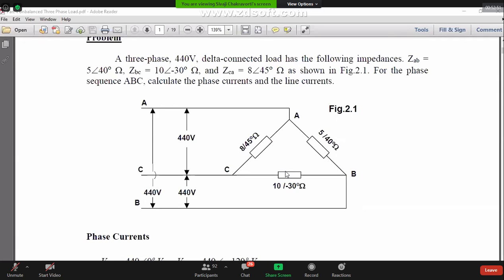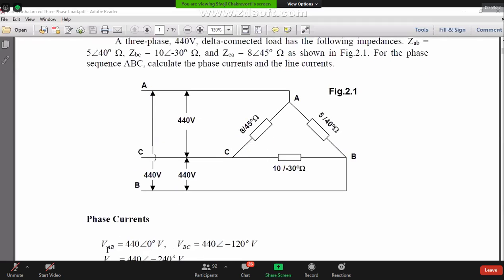A 3-phase 440 volt delta connected load has the following impedances. By the way, in a balanced 3-phase system, we always wrote Z phase because all the 3 impedances were the same. I cannot do that in an unbalanced system because they are all different. So here you can see they are written as ZAB, that means the impedance between A and B. Then ZBC, the impedance between B and C. Then ZCA, the impedance between C and A.